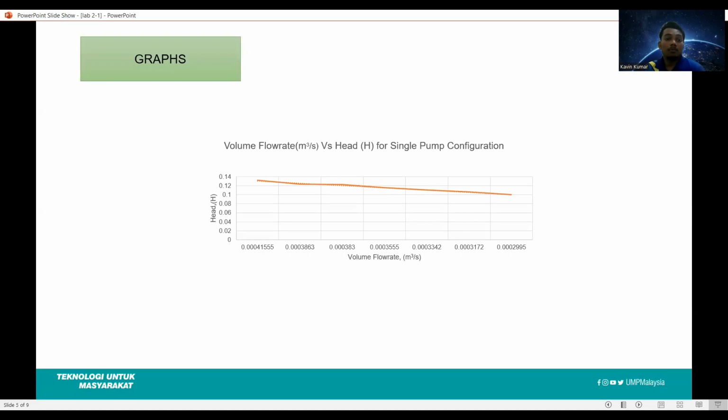As we can see from the graph, after managing to take the experimental values and calculate the net head and the volume flow rate, we have obtained the volume flow rate for the three different experiments. As for the volume flow rate versus head for the single pump configuration, from the graph itself, we can clearly note that the head is reducing and the volume flow rate is increasing.